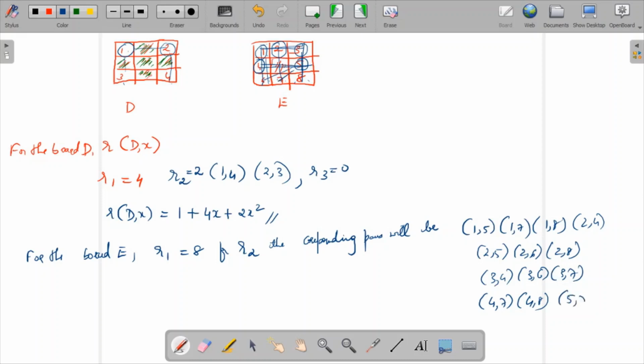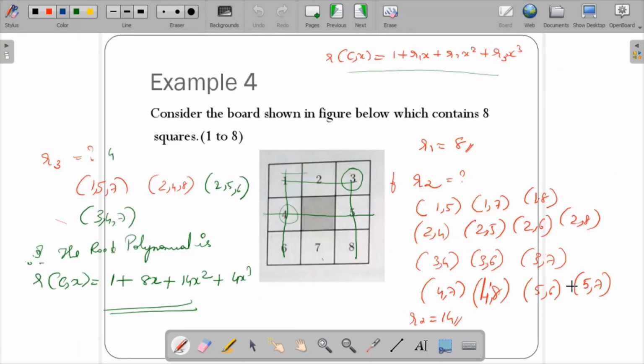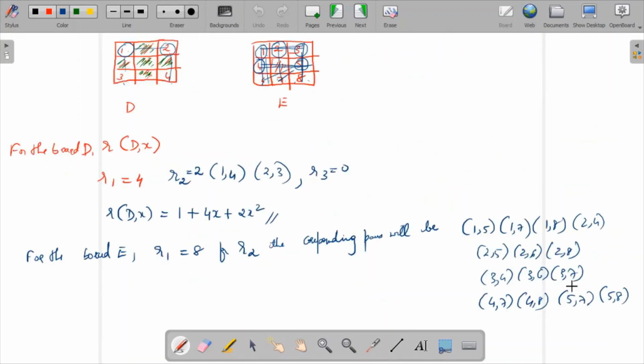This problem is already solved in example 4. This table itself is solved in example 4, so you can see a better explanation there. And 5, 8. So this is for the R2. How many pairs are there? 1, 2, 3, 4, 5, 6, 7, 8, 9, 10, 11, 12, 13, 14. Therefore R2 is equal to 14.